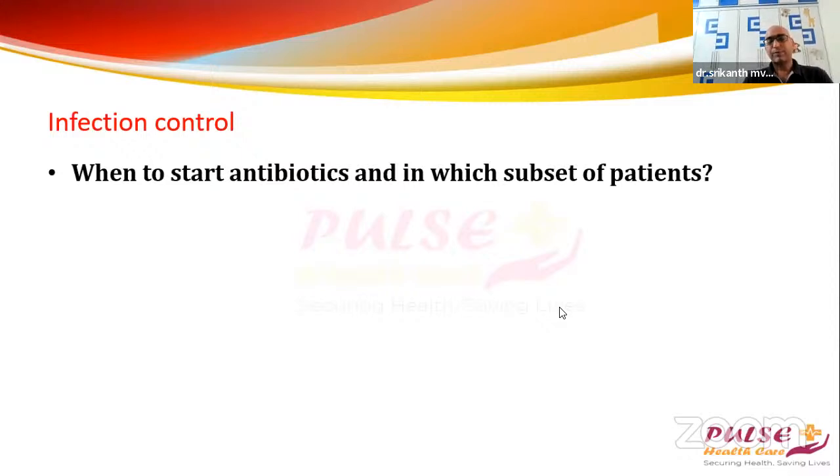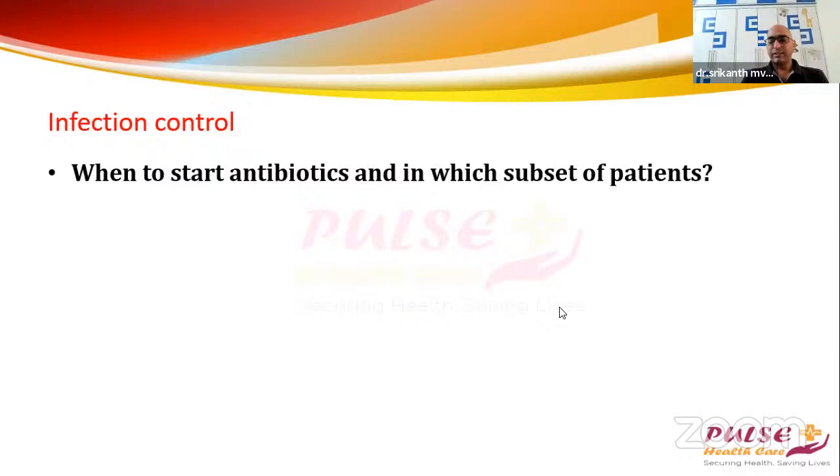Now, in which subset of patients do we need to start antibiotics, and what antibiotics should we start? Earlier, in the 2016 guidelines, they used to say that you need to start antibiotics within 1 hour in patients diagnosed with sepsis or septic shock. And the coverage of antibiotics should incorporate all the organisms, like MRSA, multi-drug resistant organisms, fungal and viral.